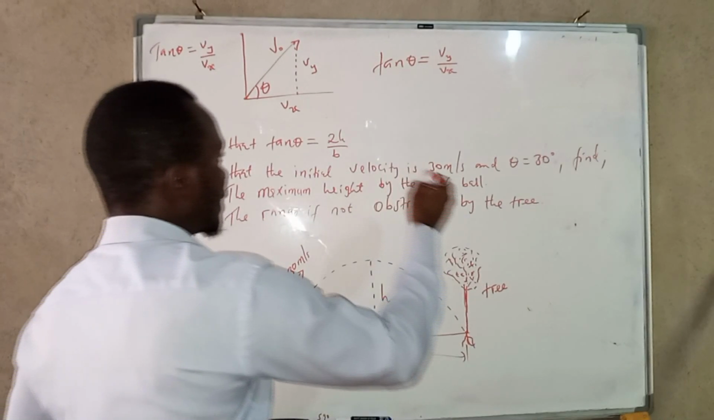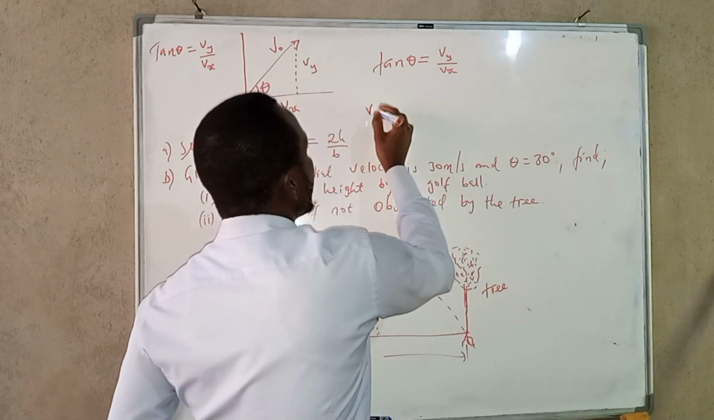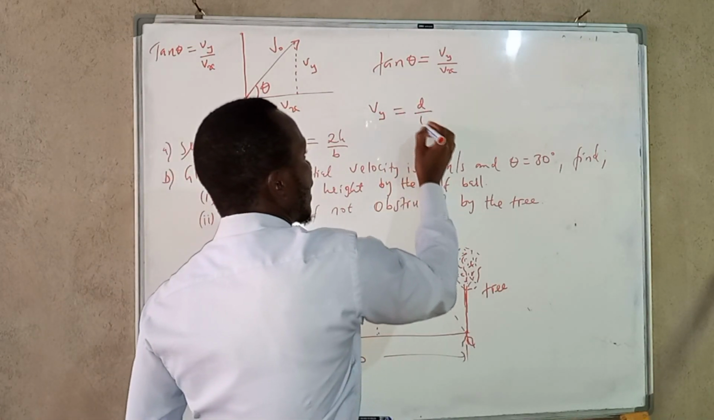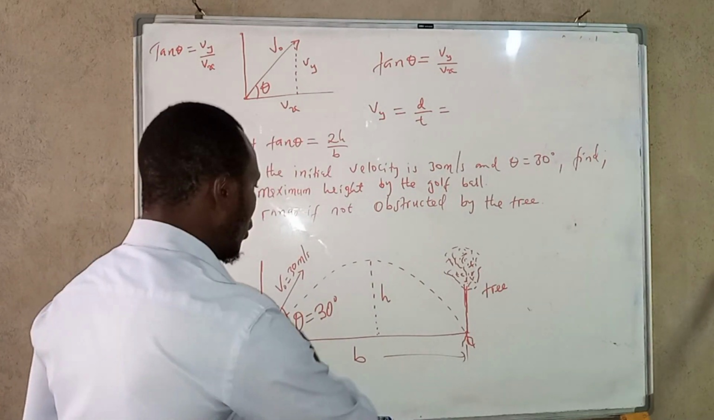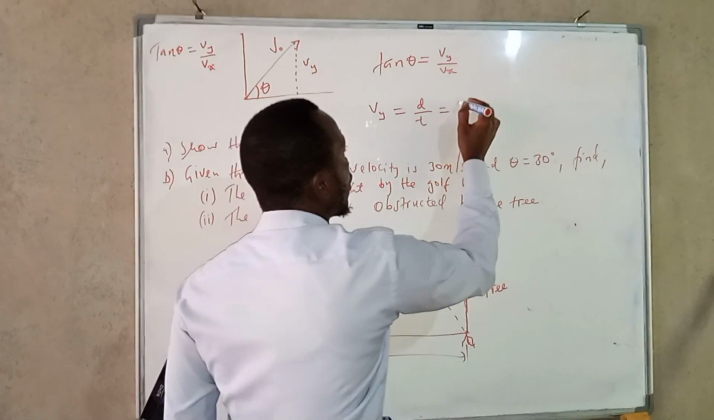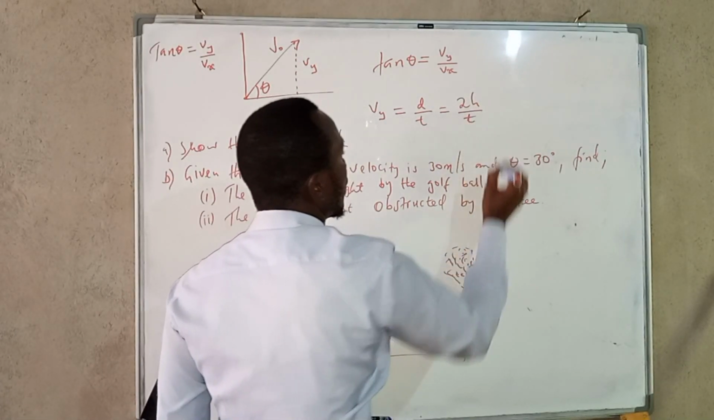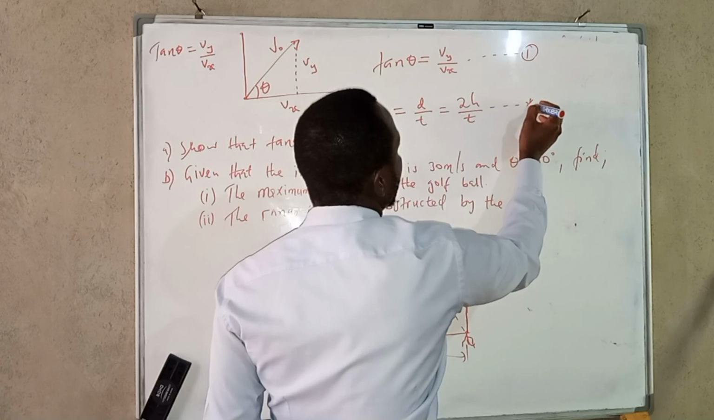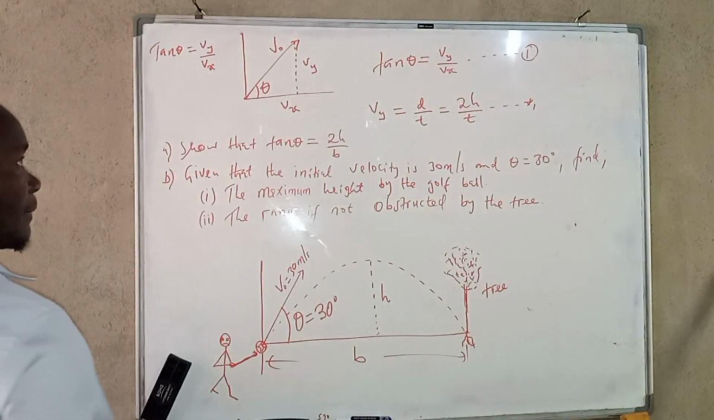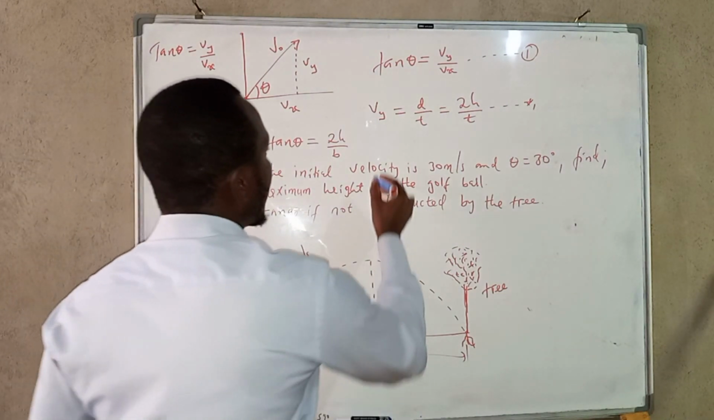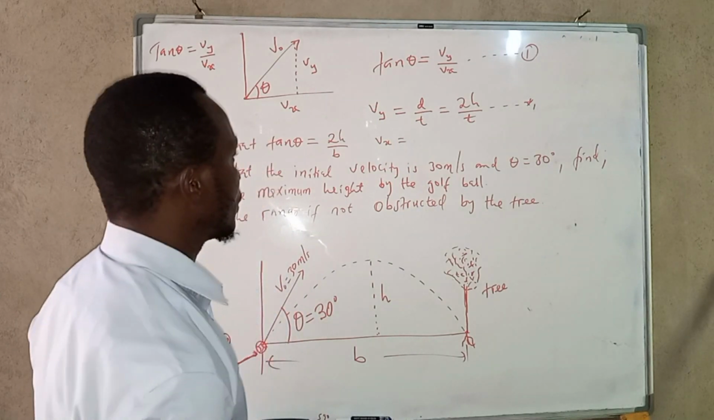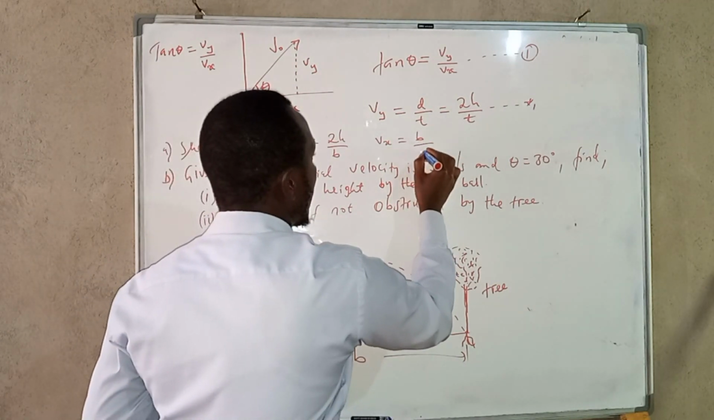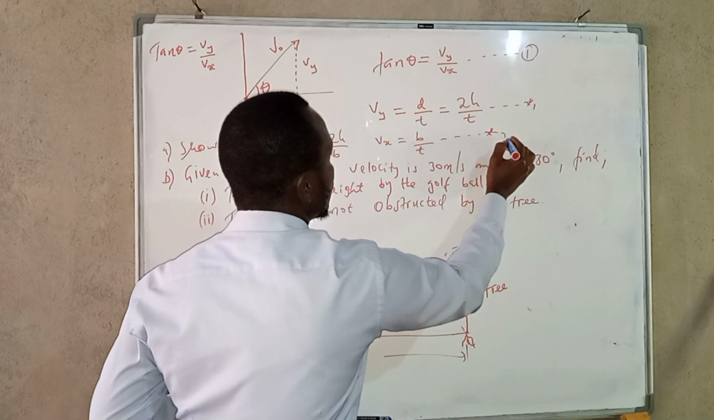So here we know that velocity in y is equal to distance over time. So the distance it is going to take from this point until this point is going to be 2h over t. Let us call this asterisk 1. Then for Vx, it is also equal to the distance, which is b, over t. So let us call this asterisk 2.